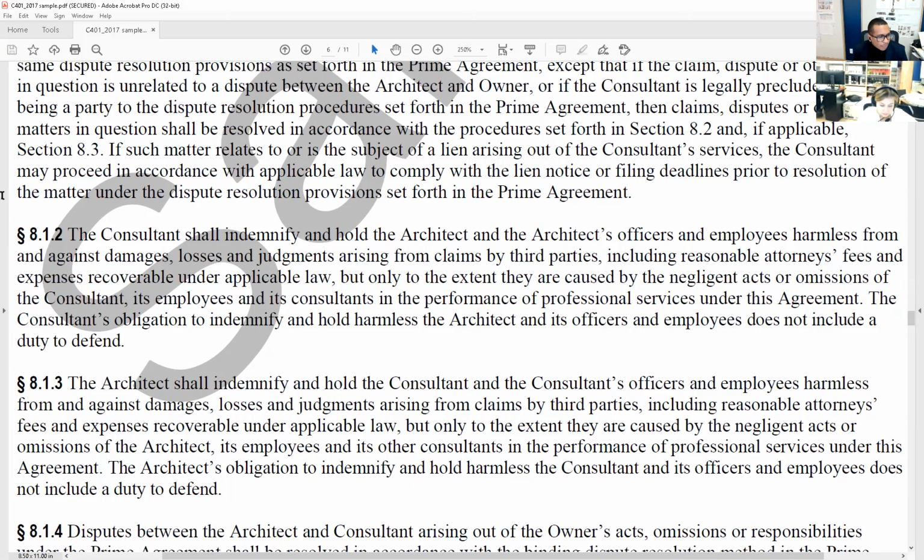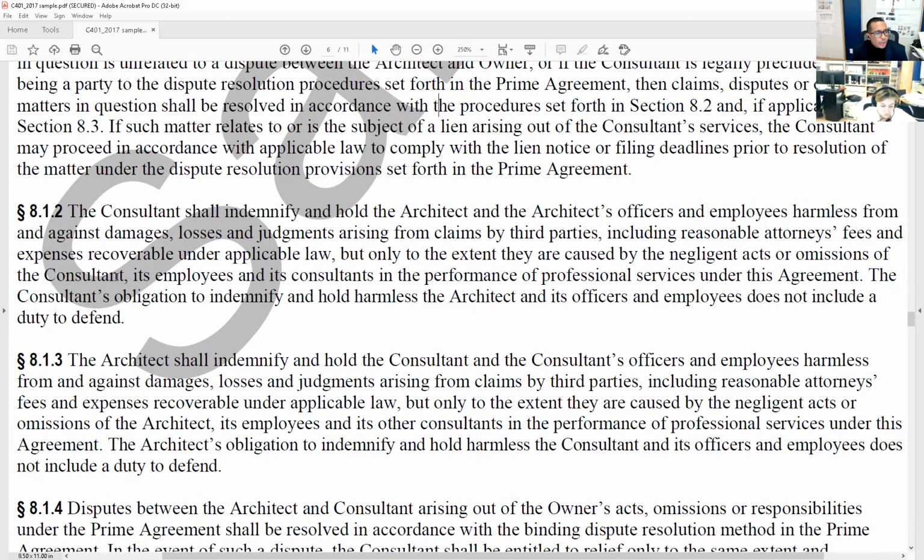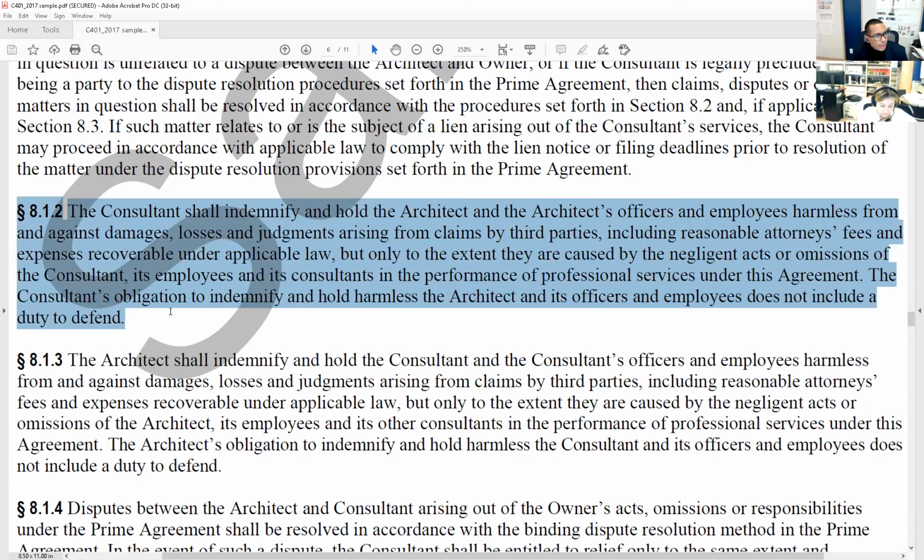It will make sense. Then 8.1.2, the consultant shall indemnify. This is a good one. I want you to remember this one. The consultant shall indemnify and hold the architect and the architect's officers and employees harmless from and against damages, losses, and judgments arising from claims by third parties, including reasonable attorney's fees and expenses recoverable under applicable law, but only to the extent they are caused by the negligent acts or omissions of the consultant, its employees, and its consultants in the performance of professional services under this agreement.